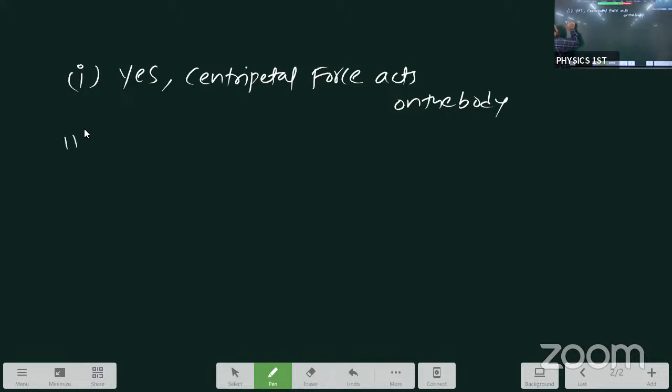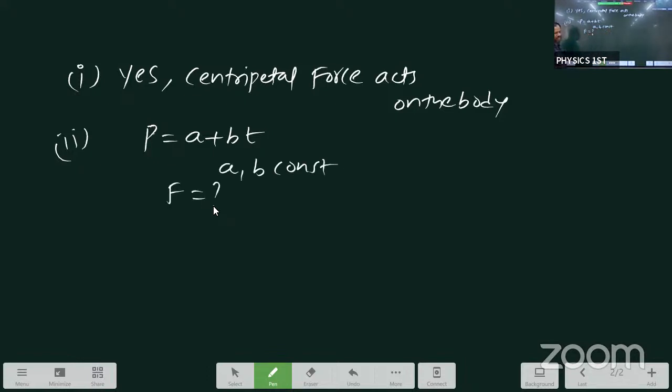Case number 2, they are giving problems. Momentum P equals A plus BT. This one is a textbook problem. A, B are constants. Find the force, the external force equals question mark. Now we write F equals dP by dt, where P equals A plus BT.